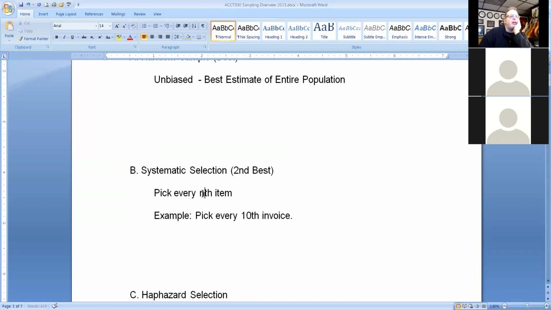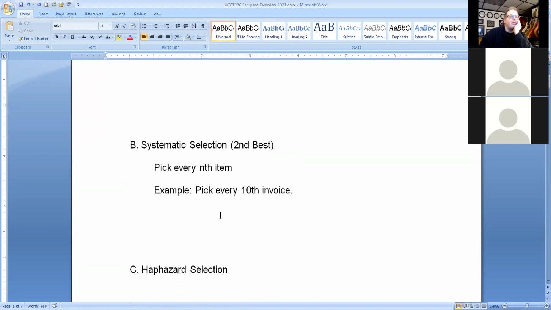You pick every nth item. In other words, for example, every 10th item. So you go through and you say, okay, I'm going to take a sample. I'm going to pick 1 out of 10 or 10% of the population. I'm going to go through and pick every 10th item.